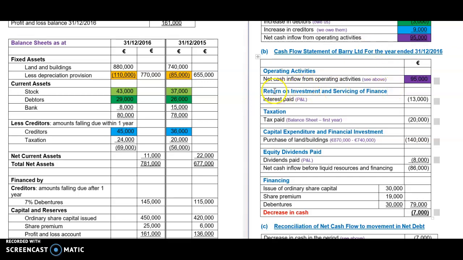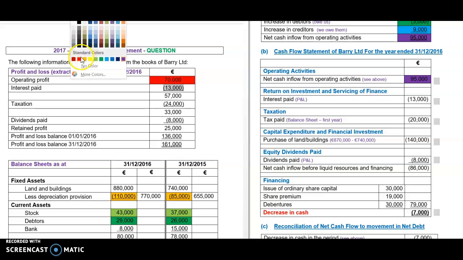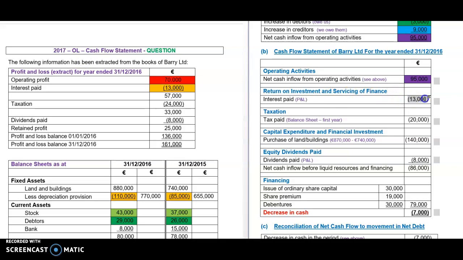Our next heading is return on investment and servicing of finance, and the first entry is interest paid. Okay, so we have to go to our profit and loss, and we look for interest paid. So our interest paid is €13,000. So the key word is paid. So if we paid our interest, it's obviously an outflow of cash leaving the business, so it's a minus.